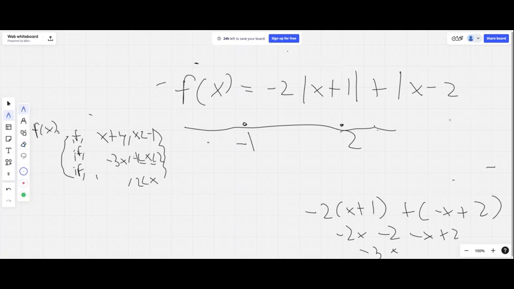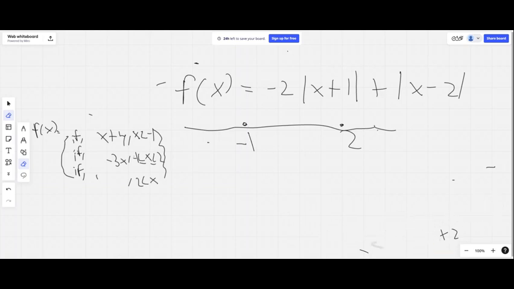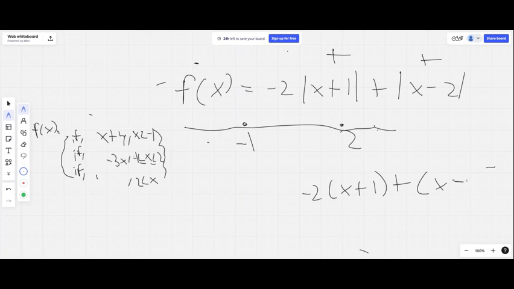Oops, it's still absolute value, so completely erase this. The last thing we would do is x greater than 2. You can try doing this by yourself if you want. Both of them will be positive. You check it yourself: 3 plus 1 is 4, 3 minus 2 is 1. So minus 2 times x plus 1 plus x minus 2. So minus 2x minus 2 plus x minus 2, so minus x minus 4.